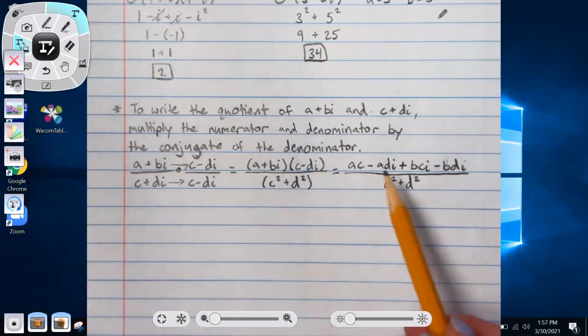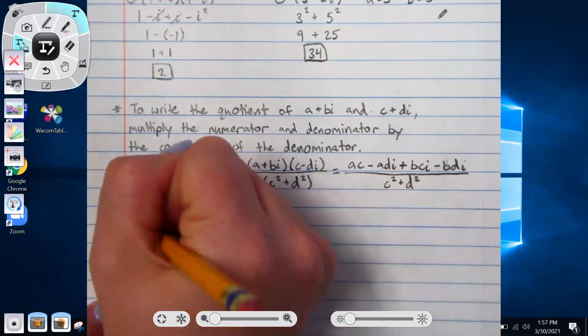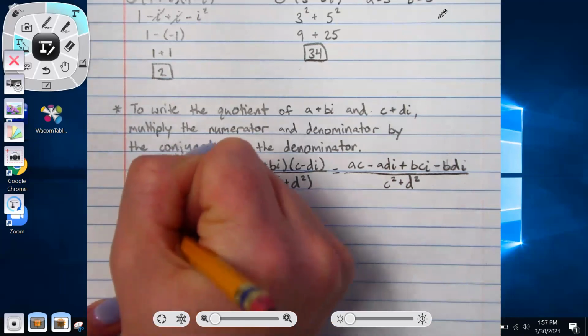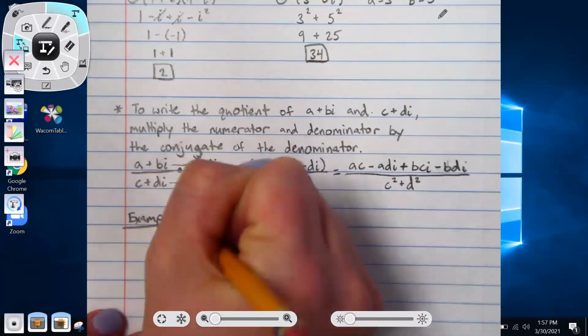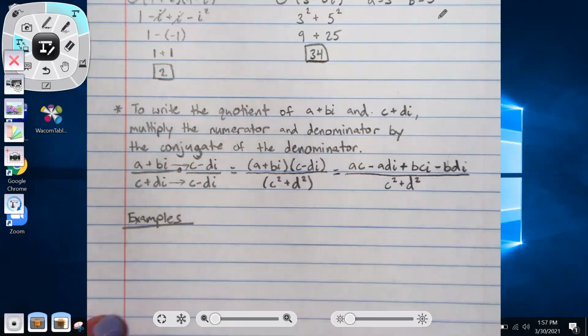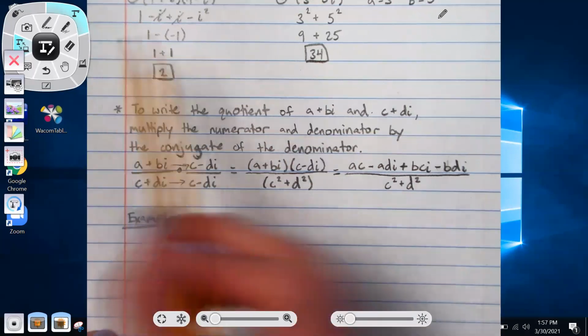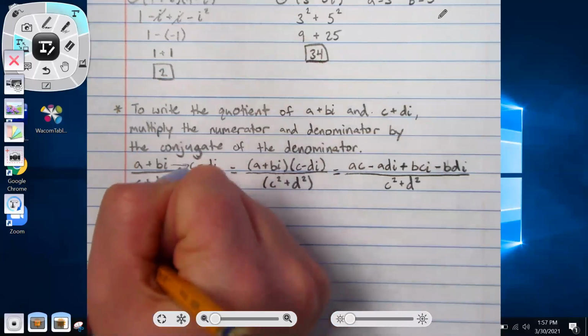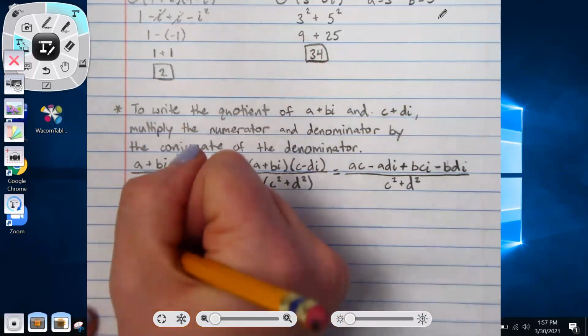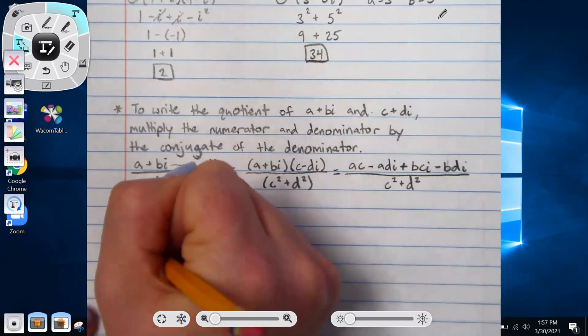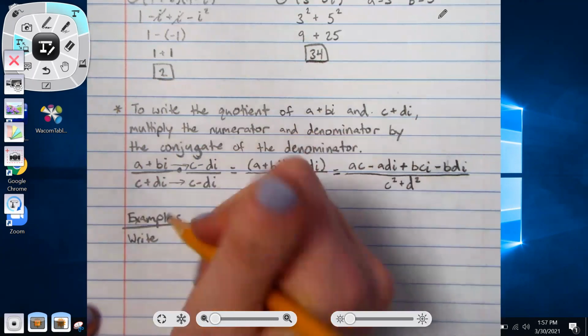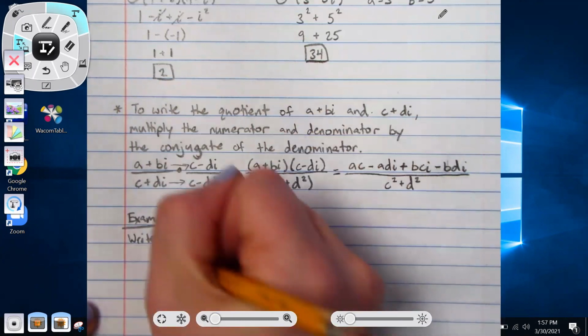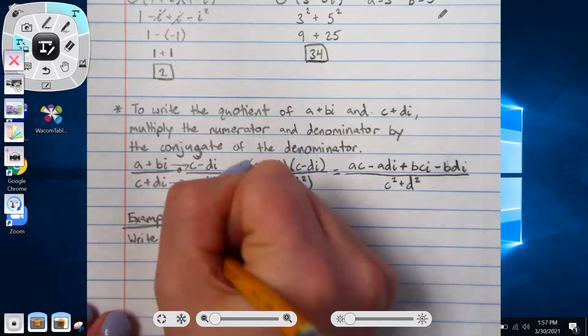So then once you have actual real numbers in here, you'll be able to do a little bit of simplifying as well. So let's do a couple examples. We did examples 1 and 2. We'll start with number 3. Let's see, our instructions: write the following quotients in standard form.